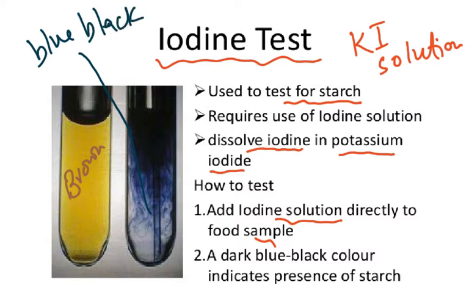Now the intensity of the blue-black color, whether it is a dark blue, a mid blue or a light blue, gives you the quantity of starch present. So it also tells you, though only a very rough estimate, how much starch is present in that sample.